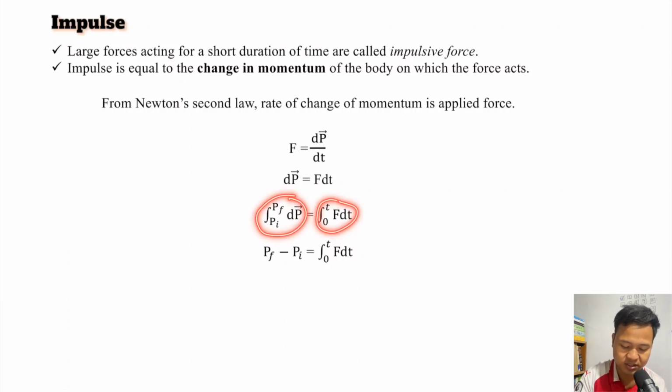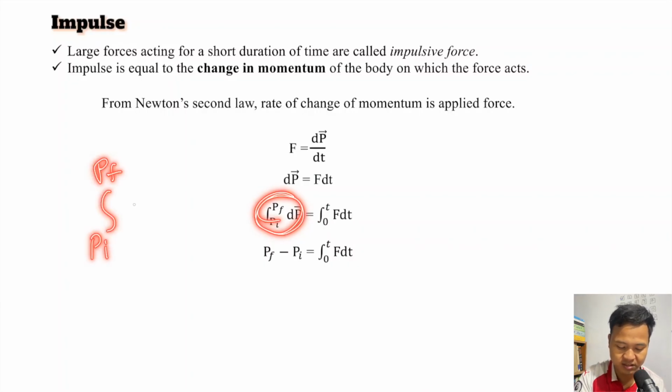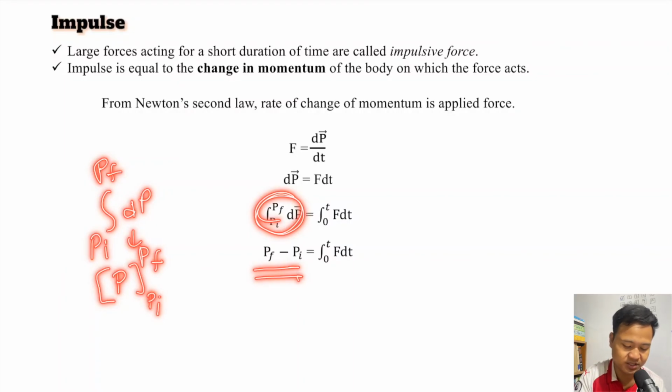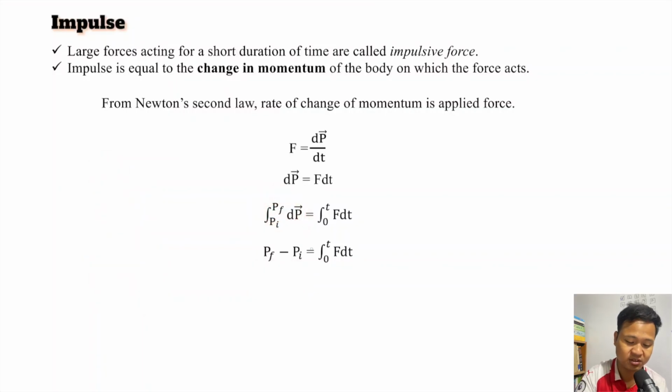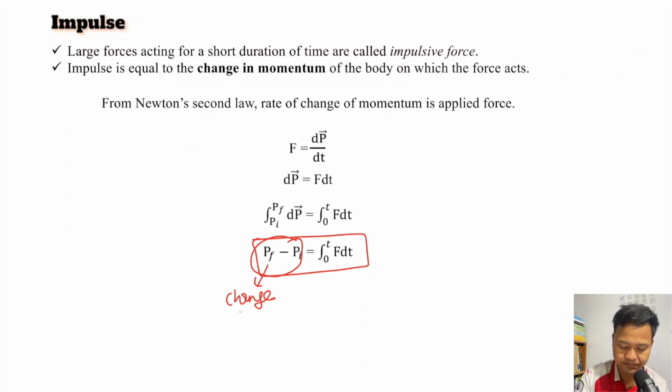So you will have integration of dP equals integration of F dt. Here the integral is from P initial to P final. Integrating dP, you will have P, so P initial to P final. Putting the values, you get P final minus P initial. So you have a relation: on the left side is the change in momentum.